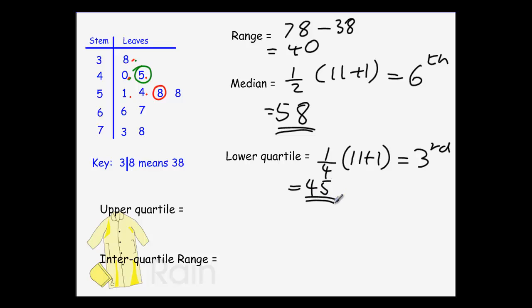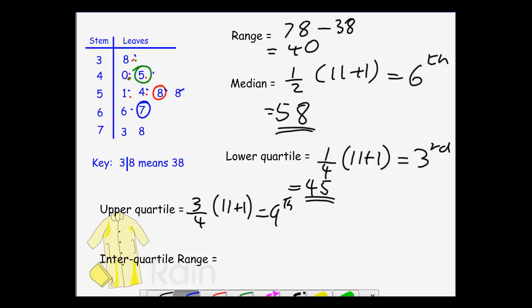Similarly with the upper quartile, this time we want 3/4 of 11 plus 1, which we can work out is the 9th piece of data. So let's find that. 1, 2, 3, 4, 5, 6, 7, 8, 9, which is 67. Of course, we could also find that one by counting back 3 from the biggest number. That gets the same answer. And then to find interquartile range, we just take our upper quartile and take away the lower quartile, which will give us 22.